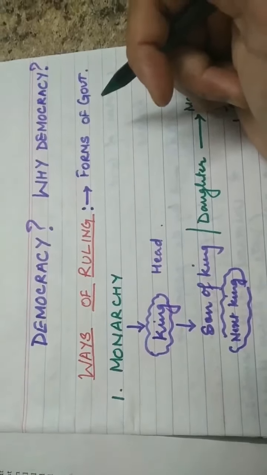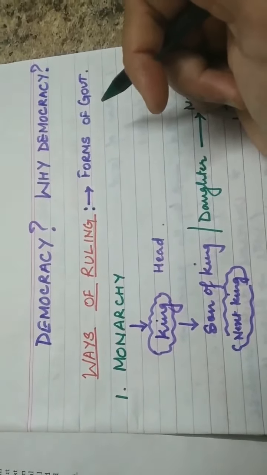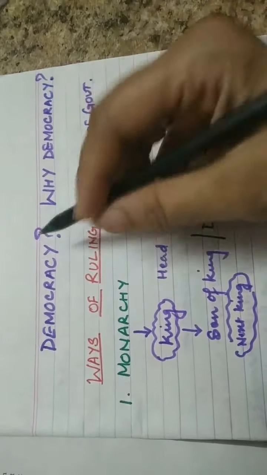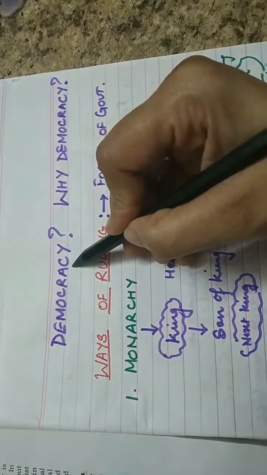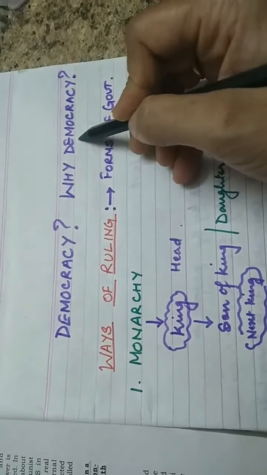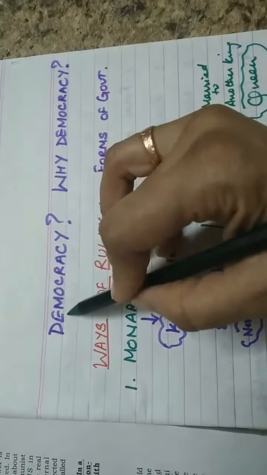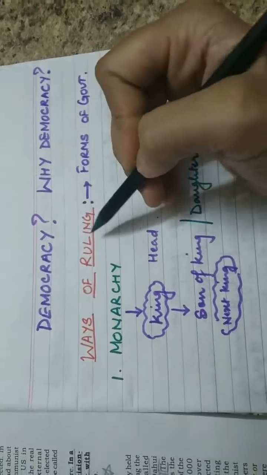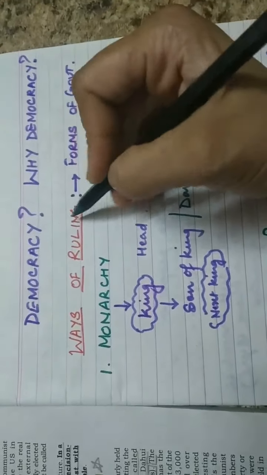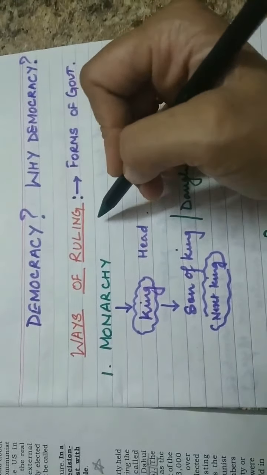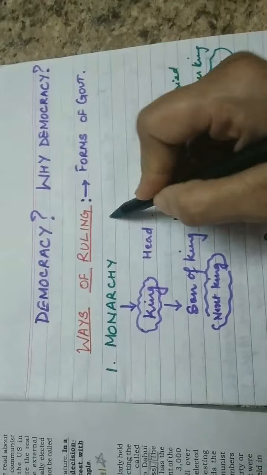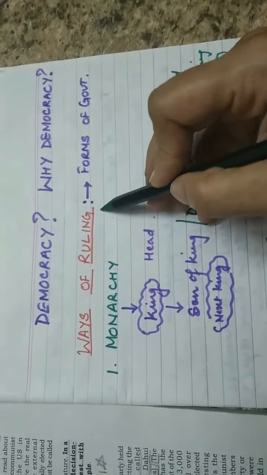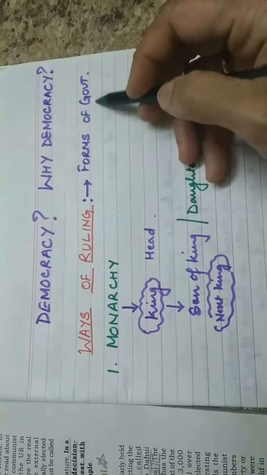Hello students, today we are going to start with chapter 2 of civics, that is democracy and why democracy. Now before I do democracy, you should know the different ways of ruling, that we have already done a few, so we are just going to brush it up. What are the different ways of ruling? That means the different forms of government.